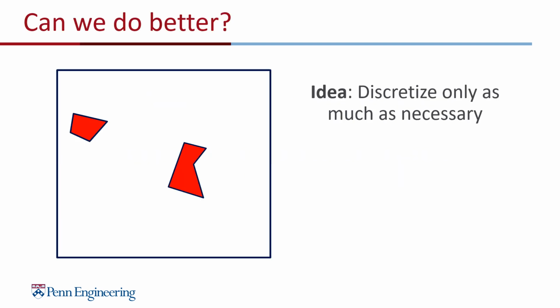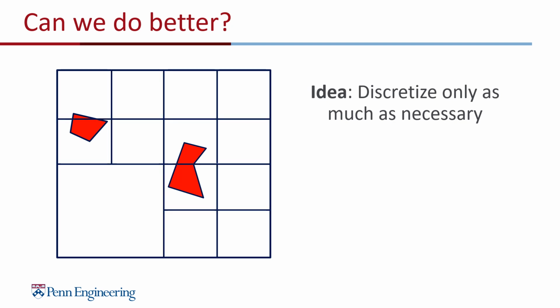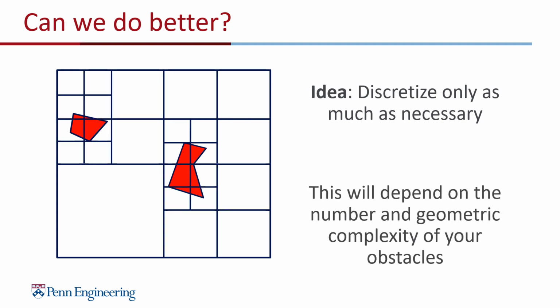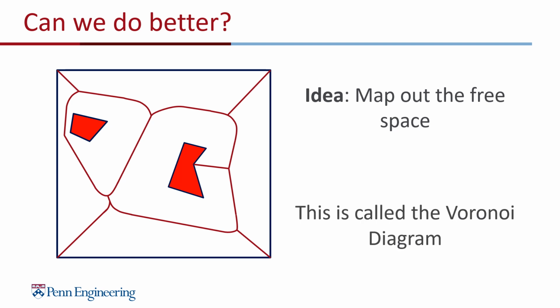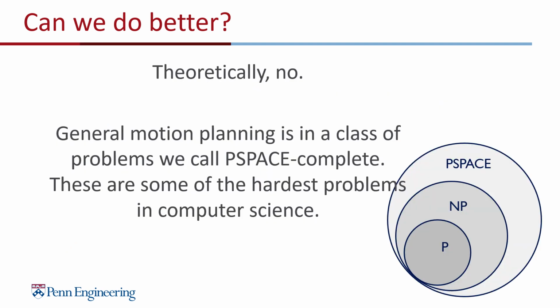Can we do better? What can we do to deal with this complexity? One option is to try to minimize how much discretization we're doing. So our discretization doesn't necessarily need to be uniform. But how feasible this is will depend on the number and geometric complexity of our obstacles. Another idea is to just try to map out the free space. If all we care about is to be far away from the obstacles, this is a valid option. This is actually called a Voronoi diagram, but this might not give us optimal paths in other senses.